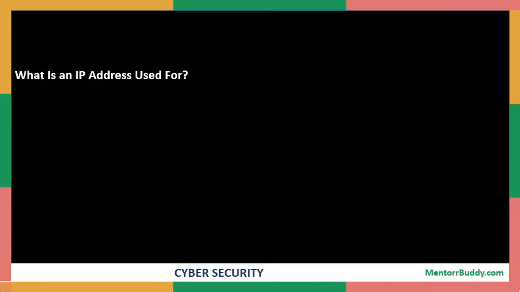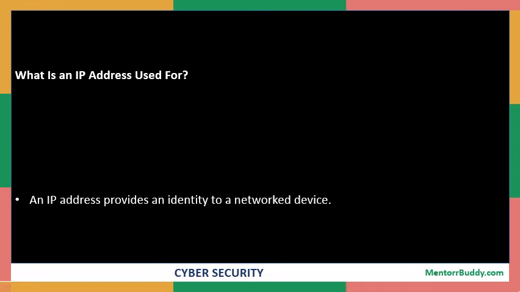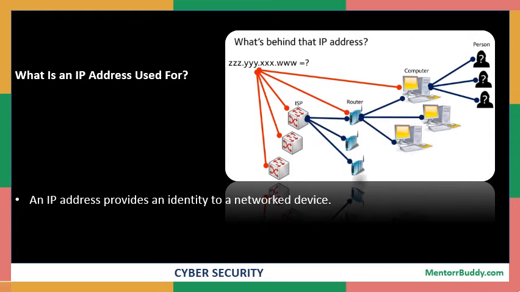Now the first question is, what is an IP address used for? Why do we use IP address? An IP address provides an identity to a network device. A device which is connected to a network needs an identity to be identified on a network. The actions need to be recorded and monitored from your ISP. So that is why we use IP address.